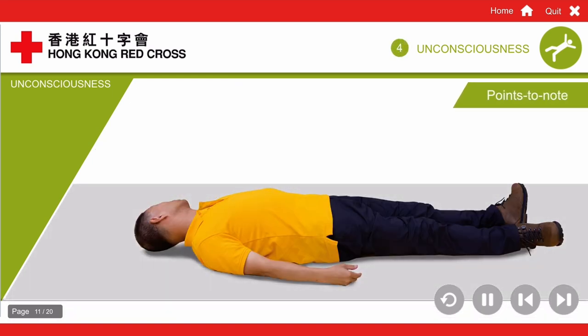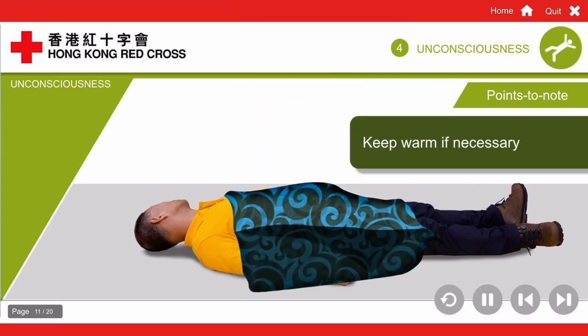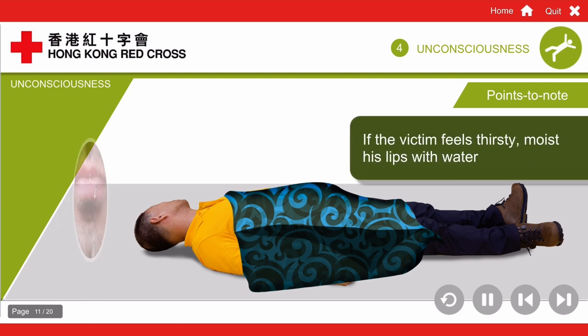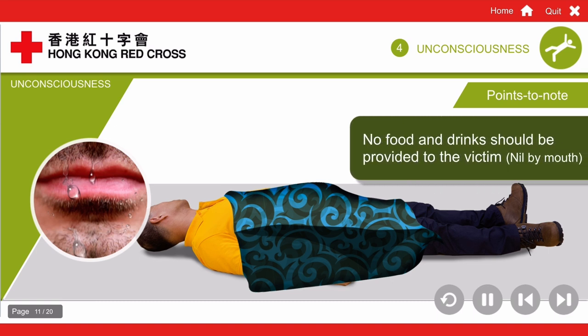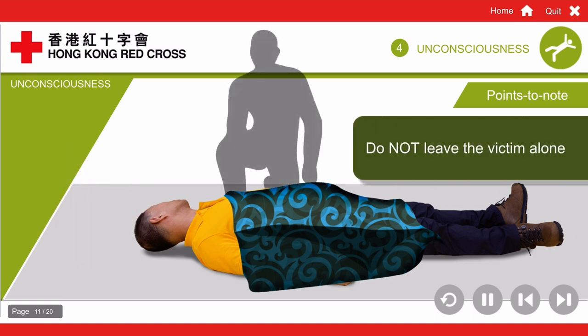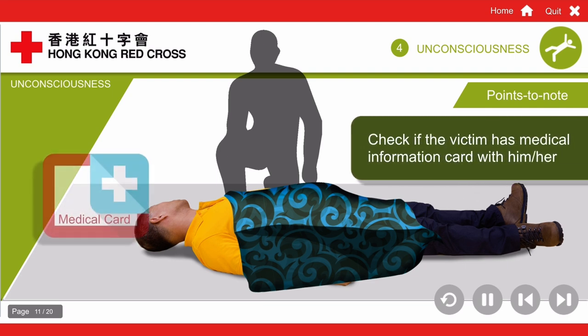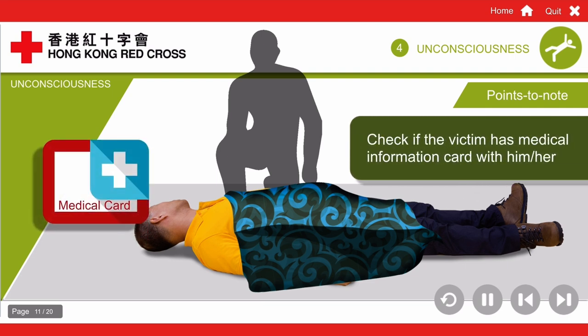There are a few things you should pay attention to while waiting for ambulance crew to arrive, such as keeping the victim warm. If the victim is conscious and thirsty, moist his or her lips with water, and no eating or drinking should be allowed. Do not leave the victim alone or unattended, and check if the victim has medical history record or alert tag with him or her.